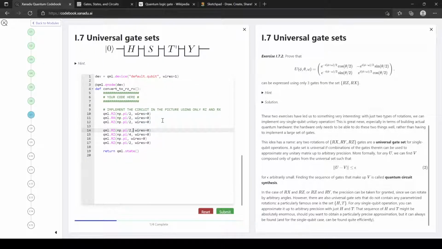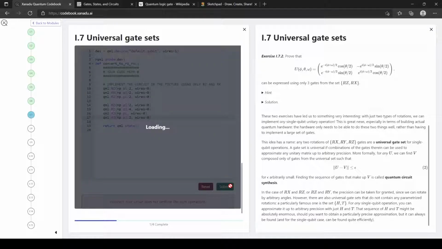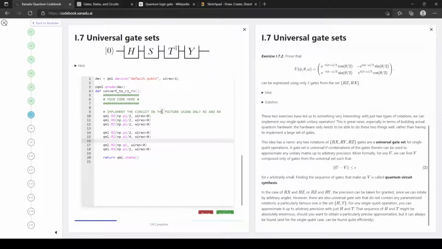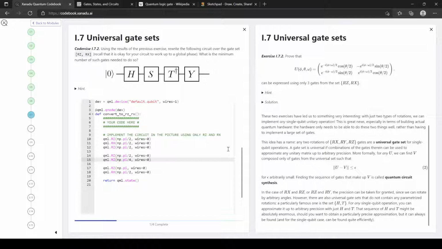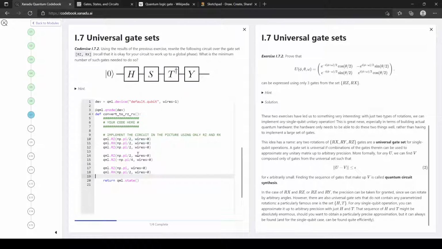Maybe I messed up T and, okay, I did not. I don't remember what the, oh, that's because this needs to be the RX gate. Now this should work. Okay, it doesn't work. Oh, it's T dagger. Okay. Okay, what's going on here?